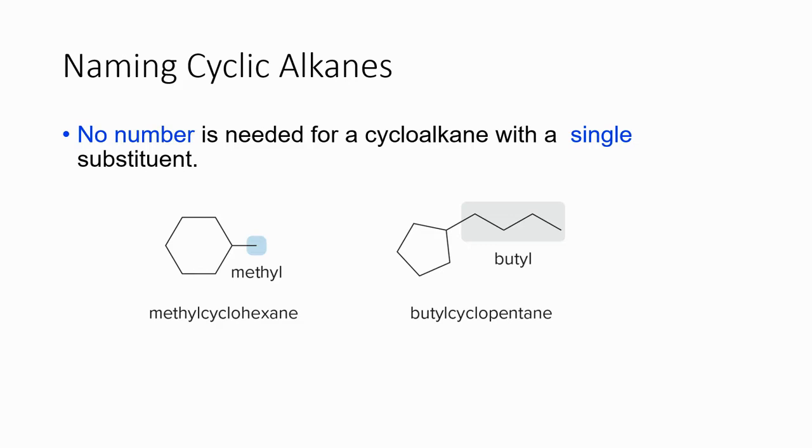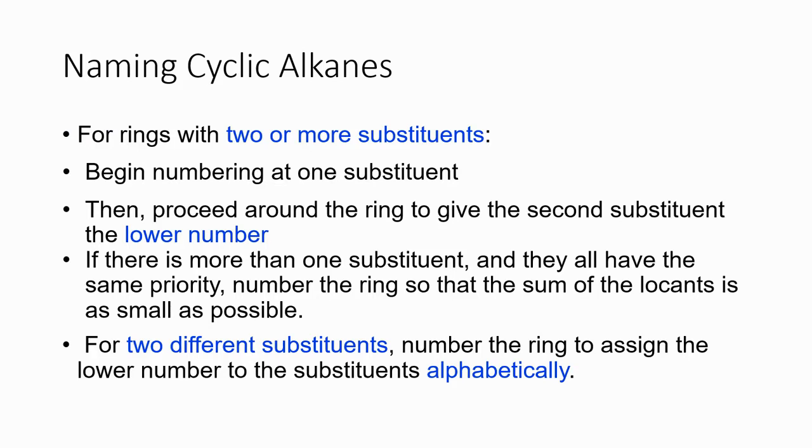Okay, so if we just have one, no numbers. If we have more than one, then we're going to figure out which one should go first. We pick one of them, and then we try to make the sum of the numbers the smallest. So we want the least number for our substituents, okay? The least number for the locations.